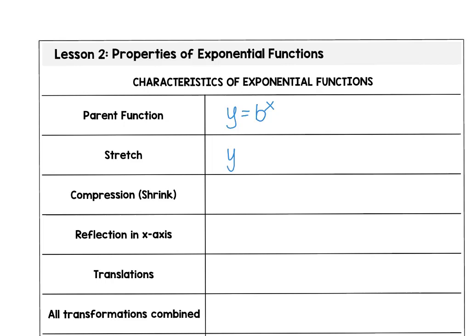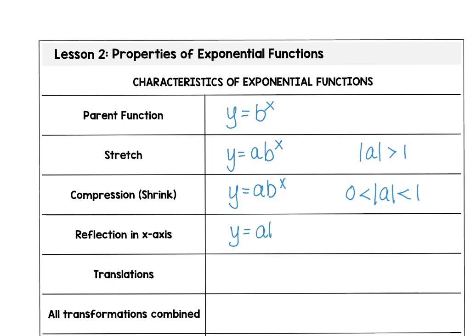And when you stretch that graph, you need a stretch factor of a onto the parent function. So when the absolute value of a is greater than 1, you have a stretch. You have a shrink factor when you have a times b to the x power, and the absolute value of a is a number between 0 and 1. So we're talking about a fraction there, and that would be a compression. And you can reflect your graph across the x-axis when your a value is a negative number.